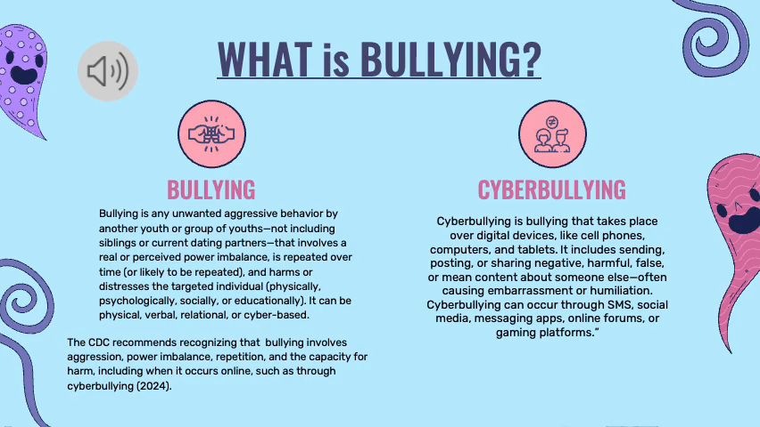What is bullying? Bullying is any unwanted aggressive behavior by another youth or group of adults, not including siblings or current dating partners, that involves a real or perceived power imbalance, is repeated over time or likely to be repeated, and harms or distresses the targeted individual physically, psychologically, socially, or educationally. It can be physical, verbal, relational, or cyber-based. The CDC recommends recognizing that bullying involves aggression, power imbalance, repetition, and the capacity for harm, including when it occurs online, such as through cyberbullying.